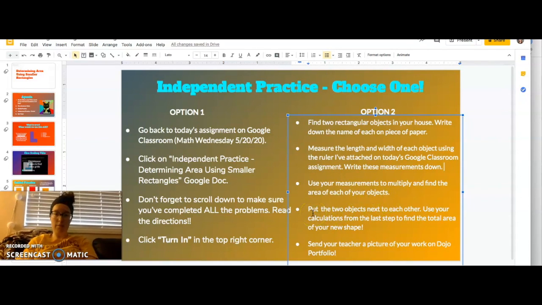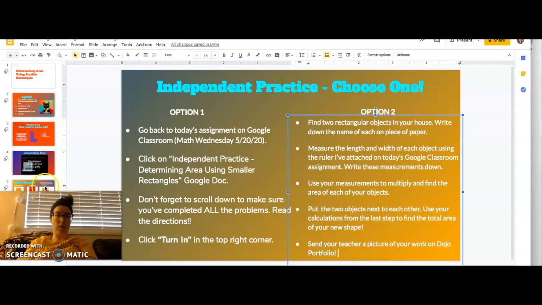Then you'll put the two objects next to each other, kind of like I did in the last problem, and you'll use your calculations from the last step where you found the area of each to find the total area of your new shape. And then you'll send your teacher a picture of your work on Dojo or in your Dojo portfolio, okay? So again, you're just choosing one of those. If you want to do both, that's awesome, but you are only required to do one of those, okay?